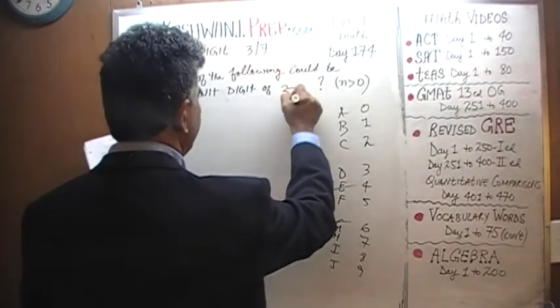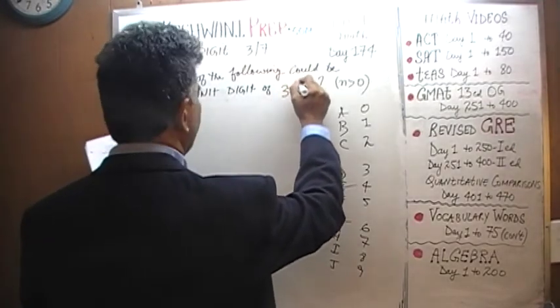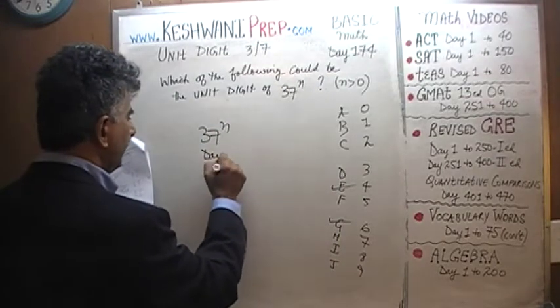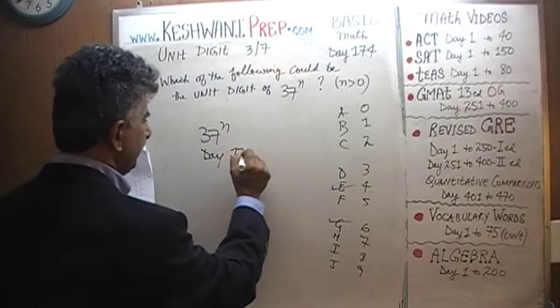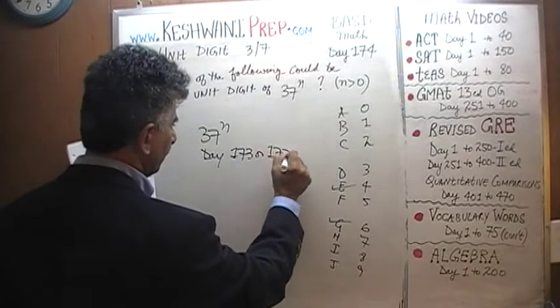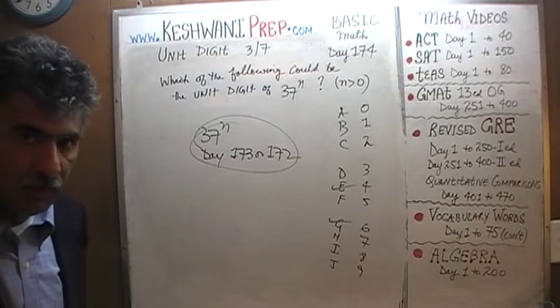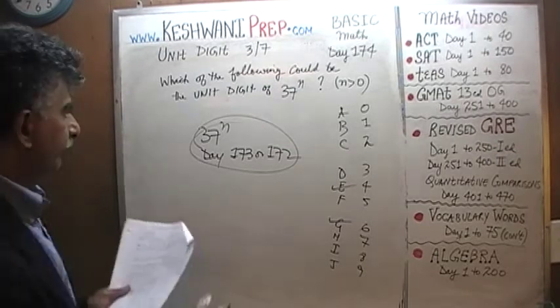How about 37 raised to n? 37 raised to n, also we did it on either day 173 or 172, I'm not sure, but I know we did a number ending with a unit digit of 7. Let's move on.